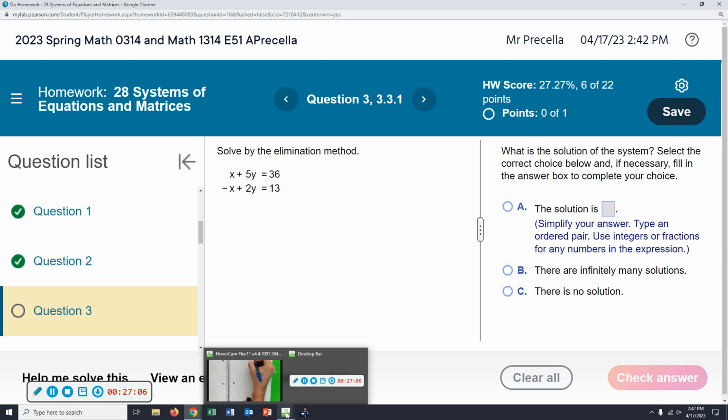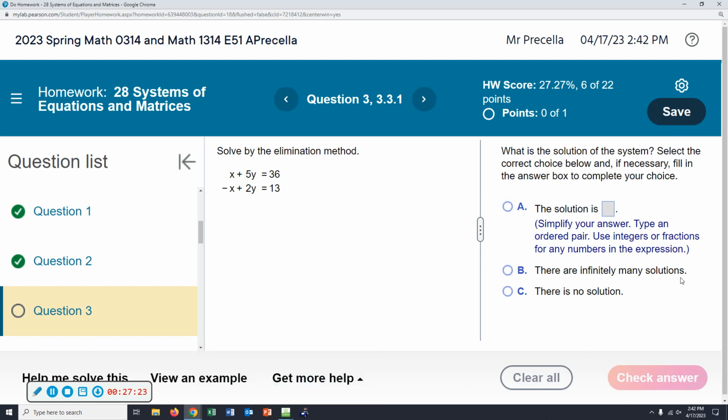x plus 5y equals 36, and negative x plus 2y equals 15. Same rule applies. If you wind up with 0 equals 0, then there's infinitely many solutions. If you get 0 equals non-zero, then no solution.